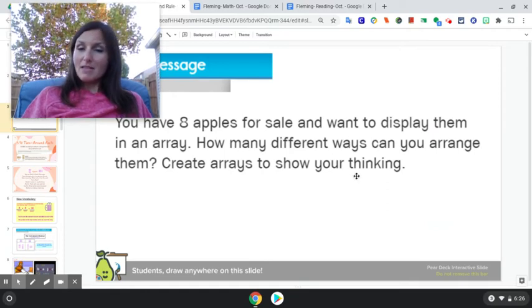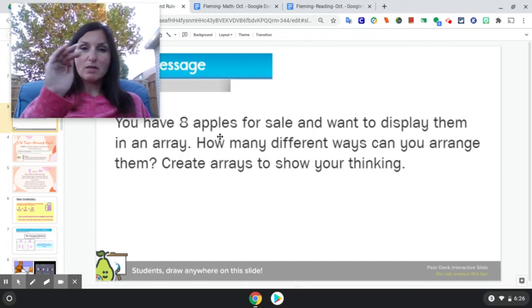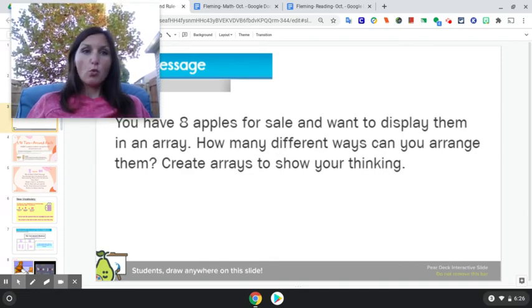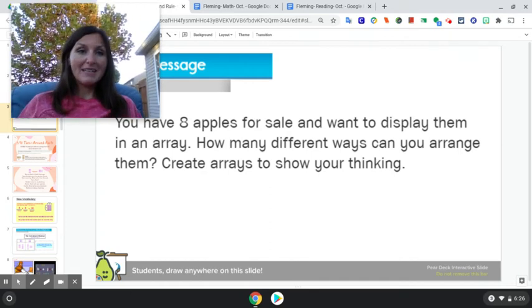For our math message, this is going to get your brain thinking about what the turnaround rule is. It says you have 8 apples for sale and want to display them in an array, where the array is the one with the rows and columns, just like we did yesterday. So how many different ways can you arrange them? How many different arrays can you make with the total number being 8?